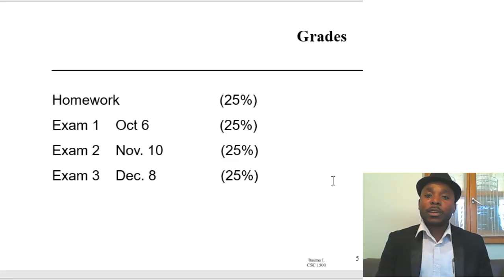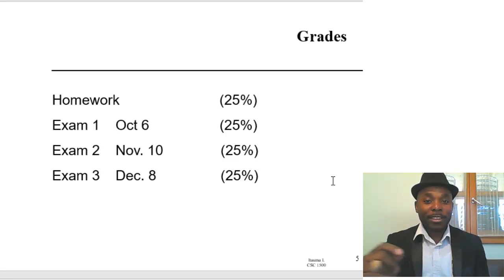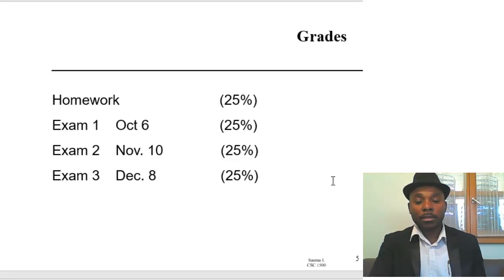In this class, you have about 11 homeworks, and you also have 3 examinations. Your first exam is on the 6th of October. Please do write this down. And the next is on the 10th of November, and the last on the 8th of December. You should already have this in your Google Calendar. The homework has a percentage of 25%. The first exam is 25%. The second and the third exam are also 25%.